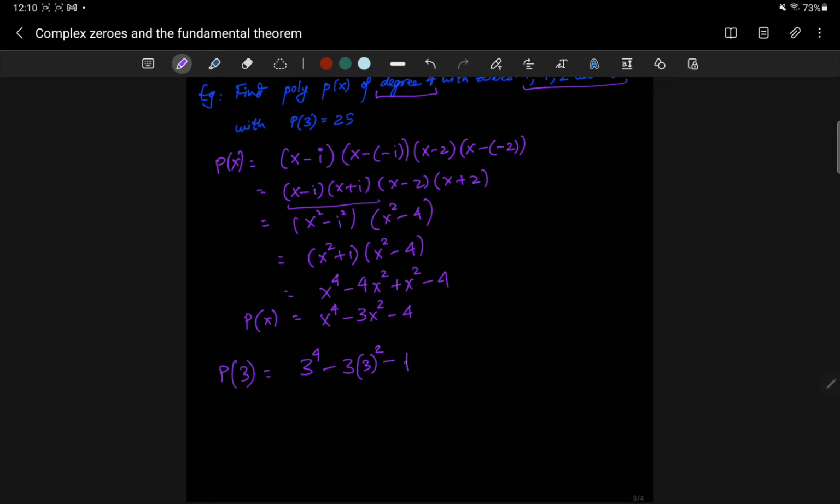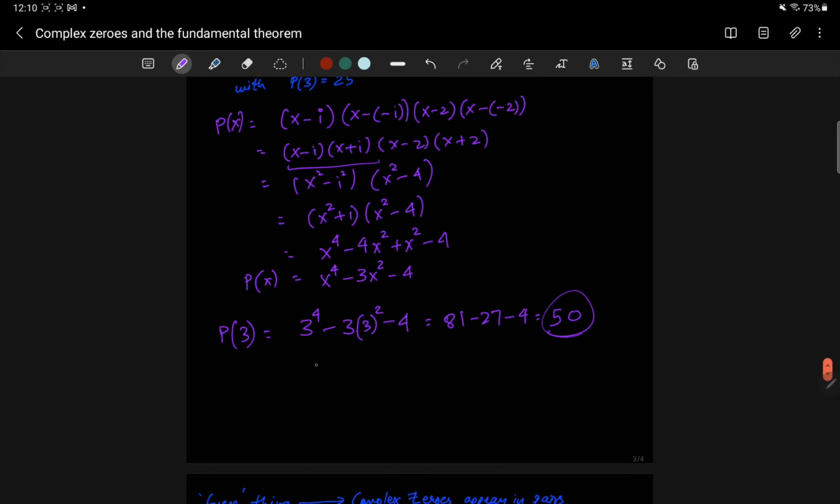3 to the 4 is 81, minus 27, minus 4. That comes out to 50. Right? To make this 25, we need to divide by 2. So the final p of x should actually be half of x to the 4 minus 3x squared minus 4.